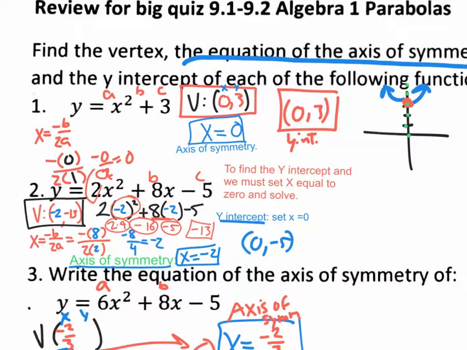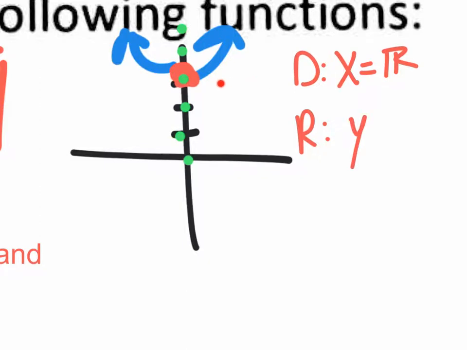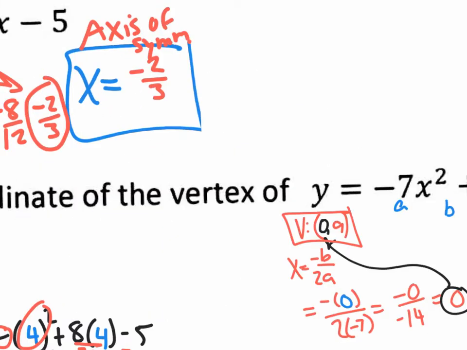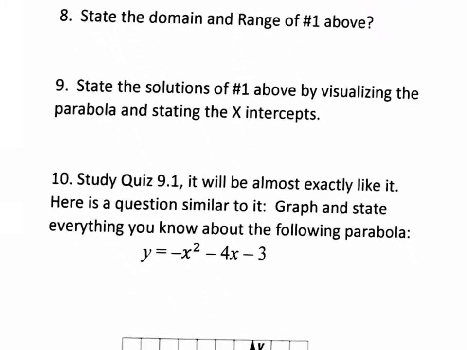But they want us to state the domain and range. The domain is what? x equals all real numbers. Don't forget about the x equals part. And the range is what? y is, it's right here. Remember, y's are up and down, so it's here and above. y is greater than or equal to 3. There you go. You see, it's easy. There's your answer to number 8. Let's move on to number 9.